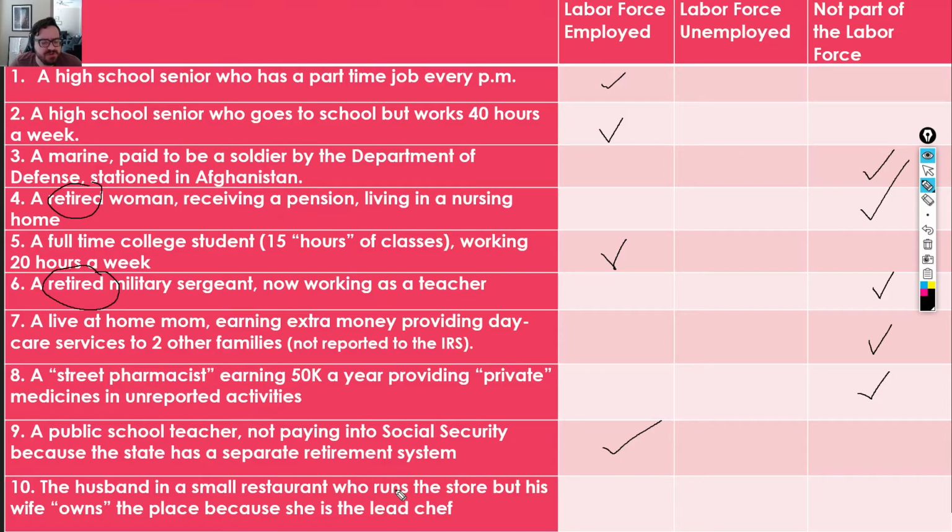Husband owns a small restaurant, runs the store, but his wife owns the place because she is the lead chef. Working for a family business is totally fine. That's an interesting dynamic, but isn't terrible or a problem. None of these people are unemployed yet. Haven't gotten a single one of them.